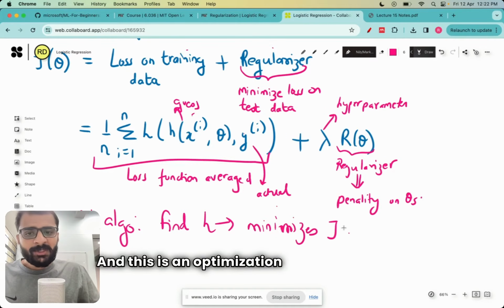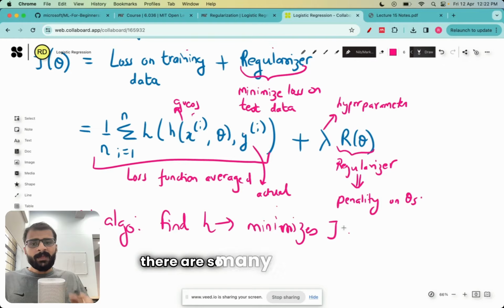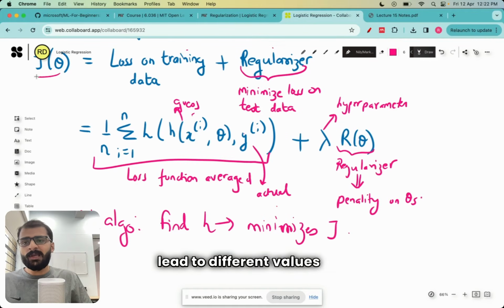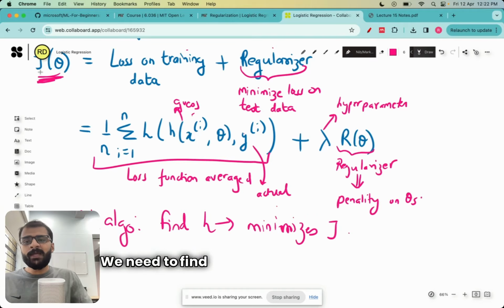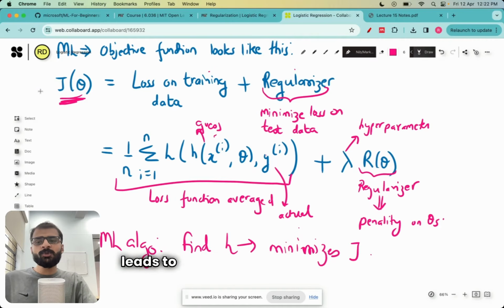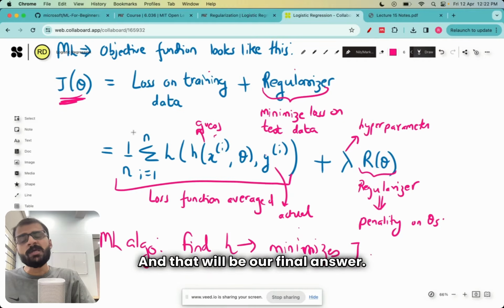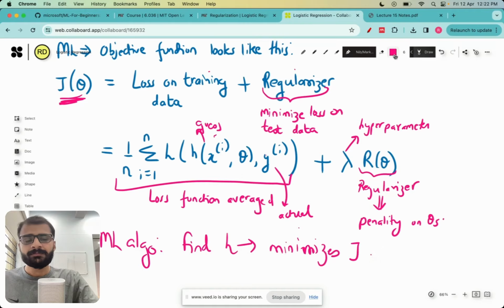And this is an optimization problem because there are so many thetas, right? There are so many thetas which can lead to different values of J. We need to find that particular theta which leads to the lowest possible value of J. And that will be our final answer. So we have effectively boiled this down to an optimization problem.